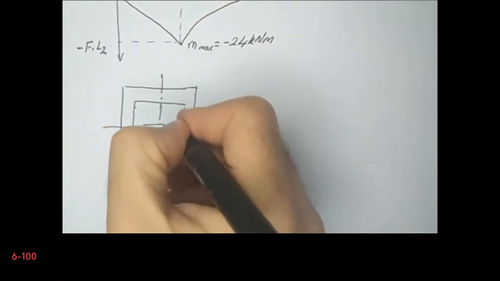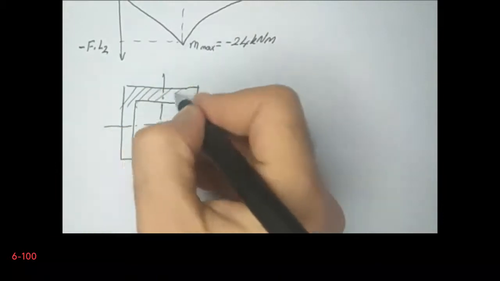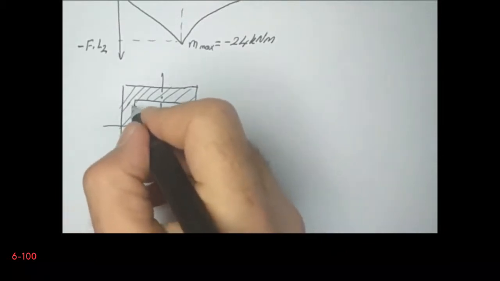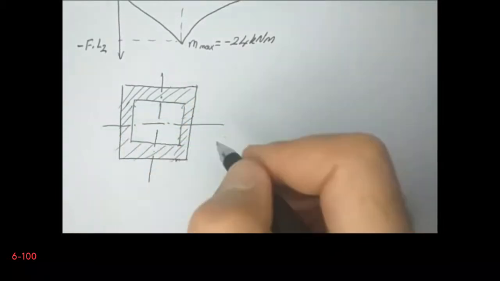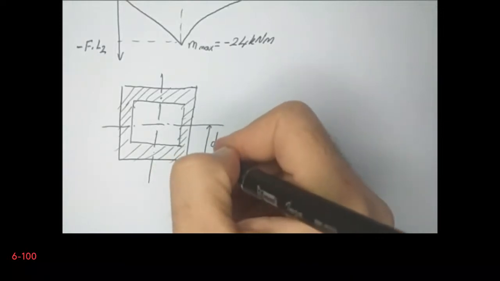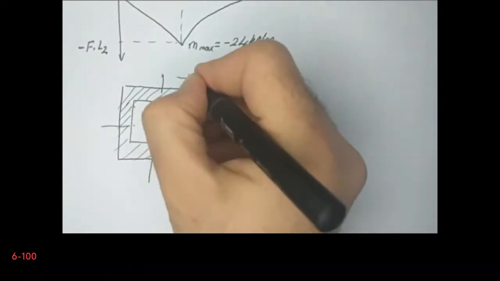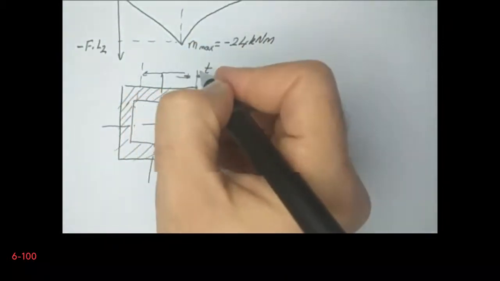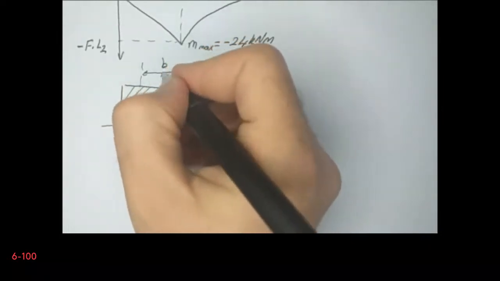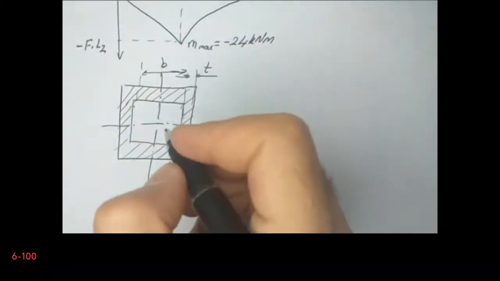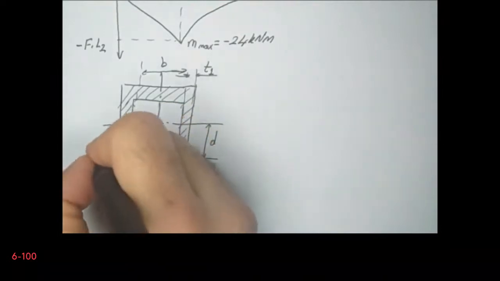So this is our cross section, and we are given that this is length D, and let's say that this is T, this is, let's say, B, or let's say that this is T1, and we have another one here, this is T2.